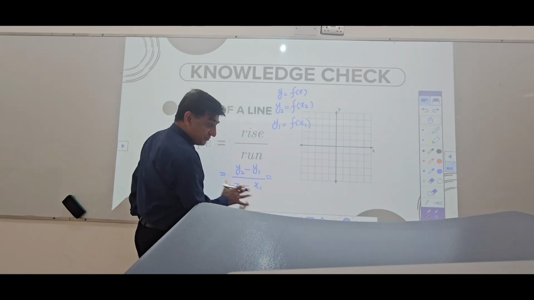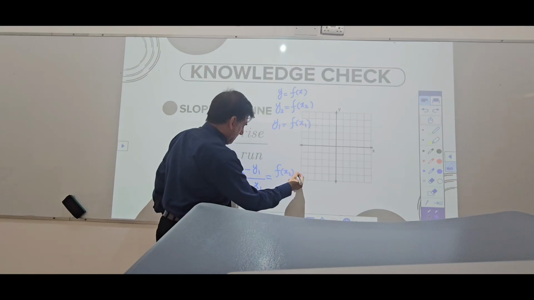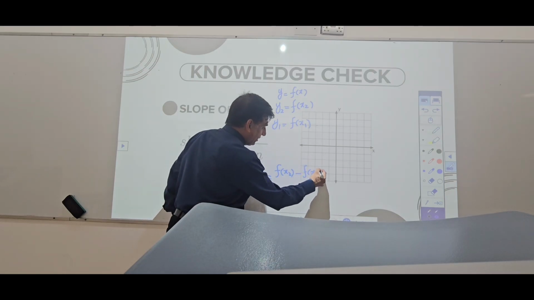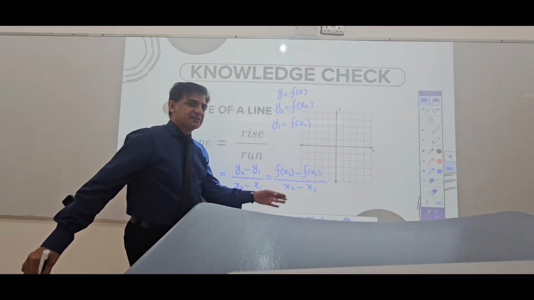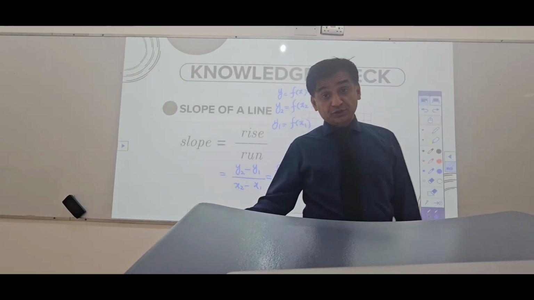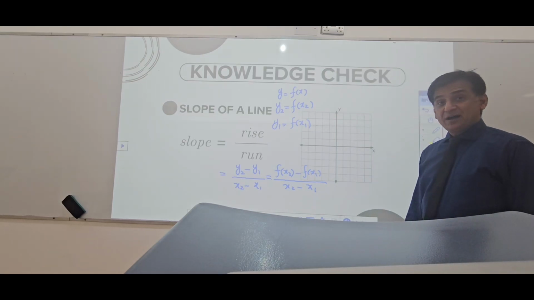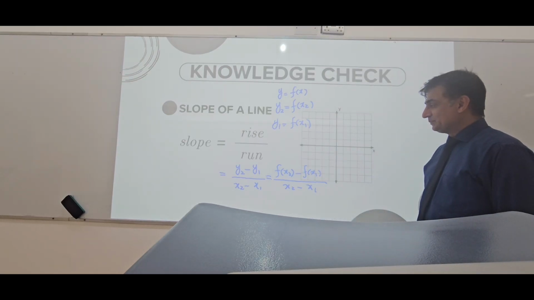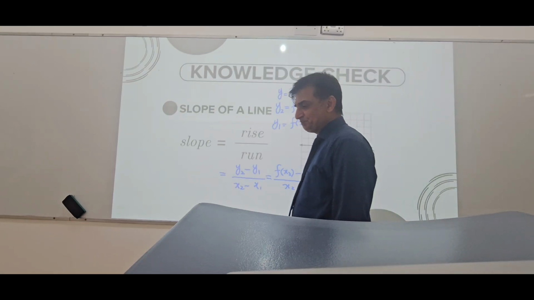If I just rewrite this thing like this, f of x2 minus f of x1 divided by x2 minus x1. This is called the slope or the rate of change, the average rate of change. So basically we are going to use these concepts in today's class.